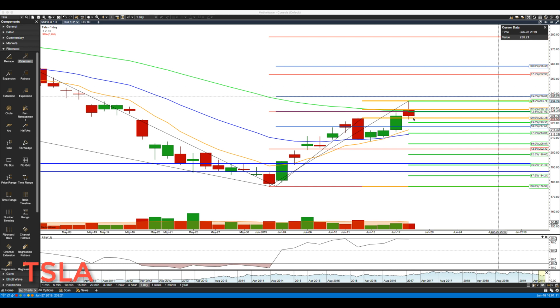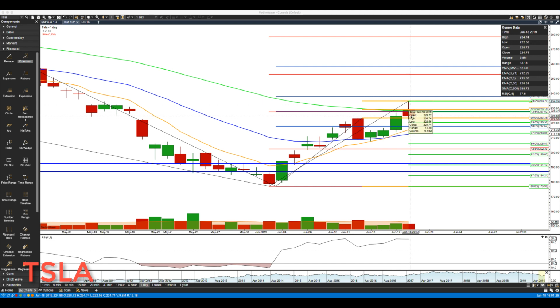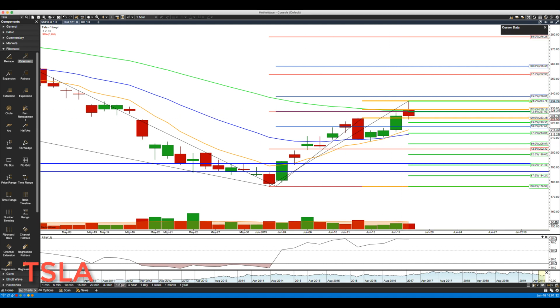Taking a look at the Tesla daily chart first to start off. I'll explain what other lines I have on here in a second. It gapped up today, where we opened at 215.48, rallied up a bit, and then came down to close at 224.74, thereby filling the gap. Let's take a look at the shorter term charts.